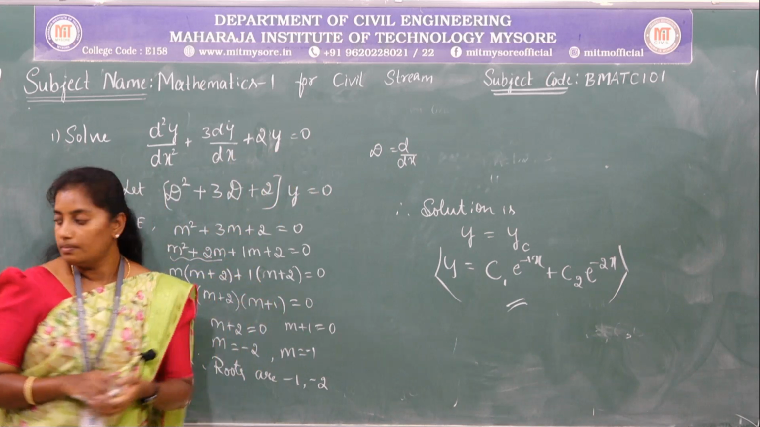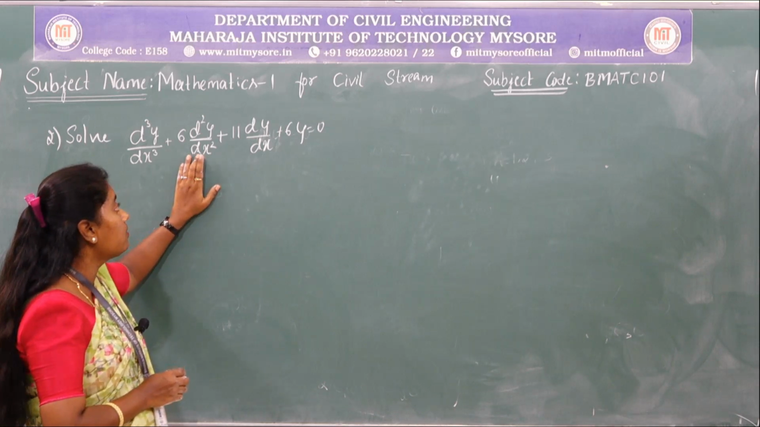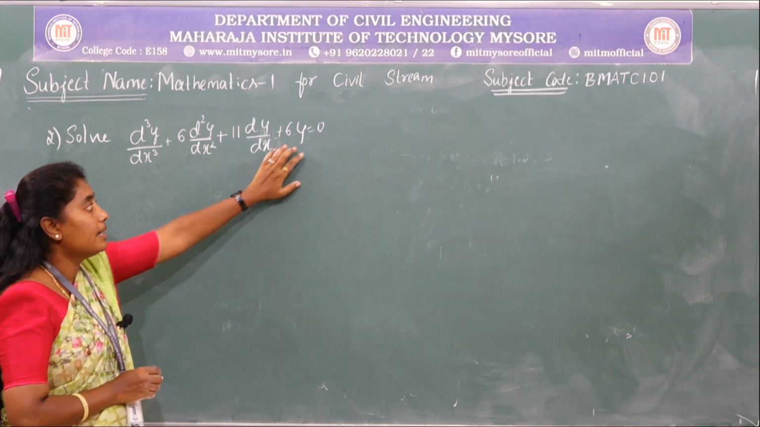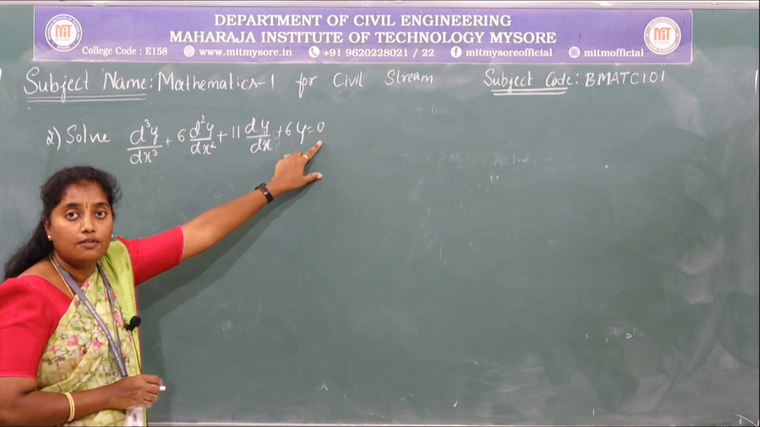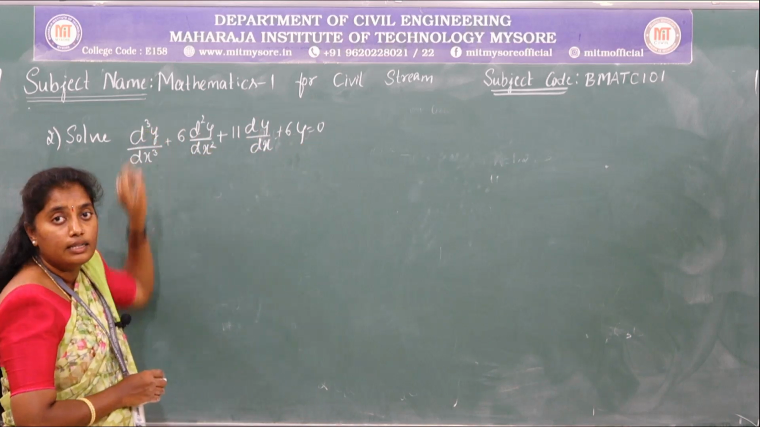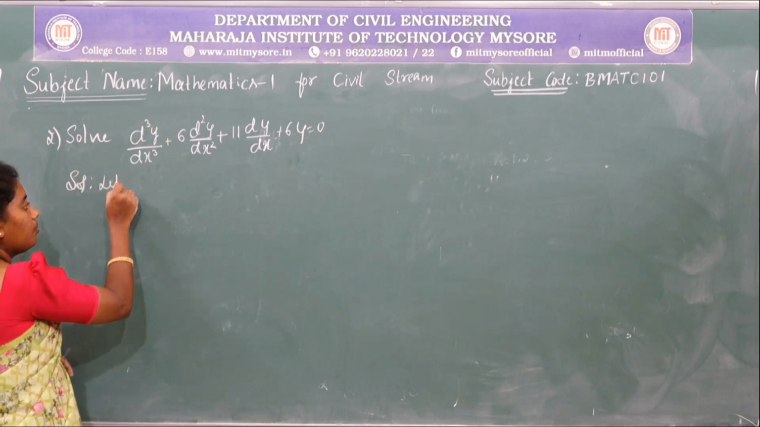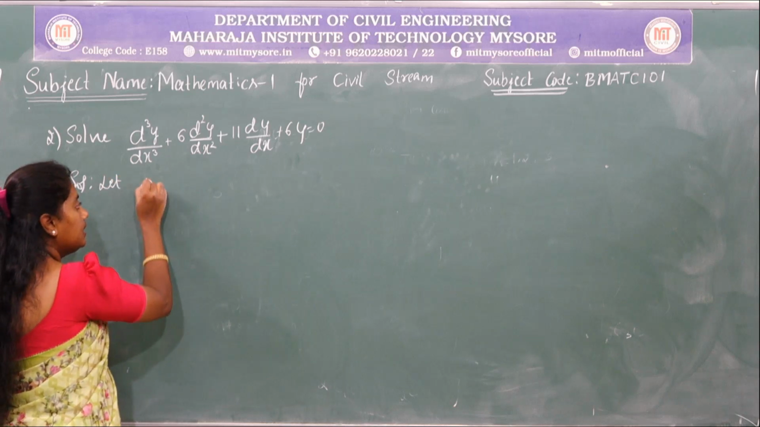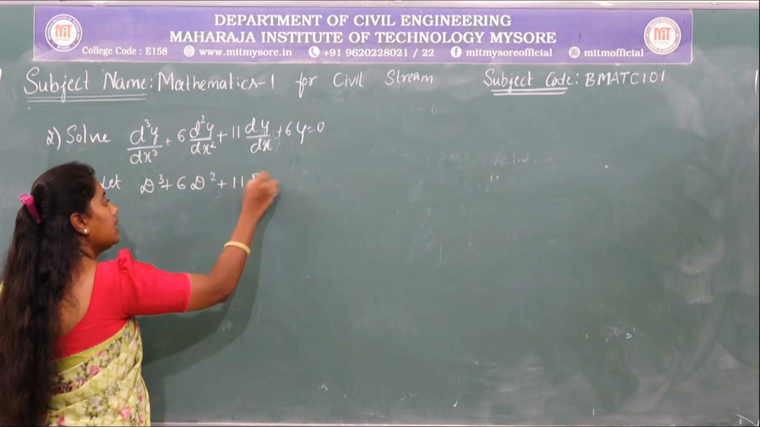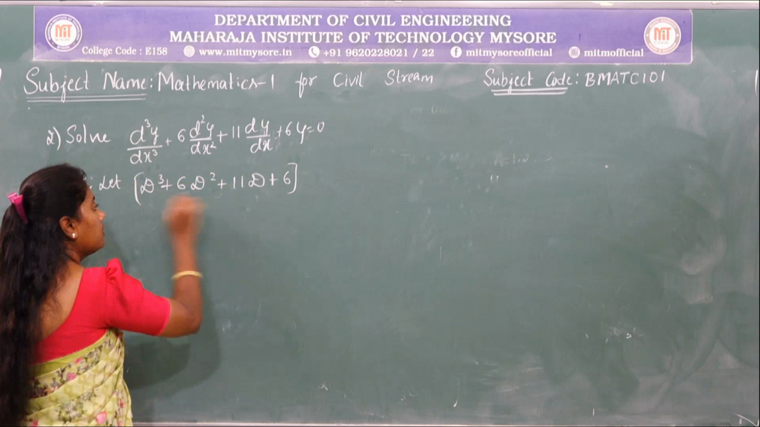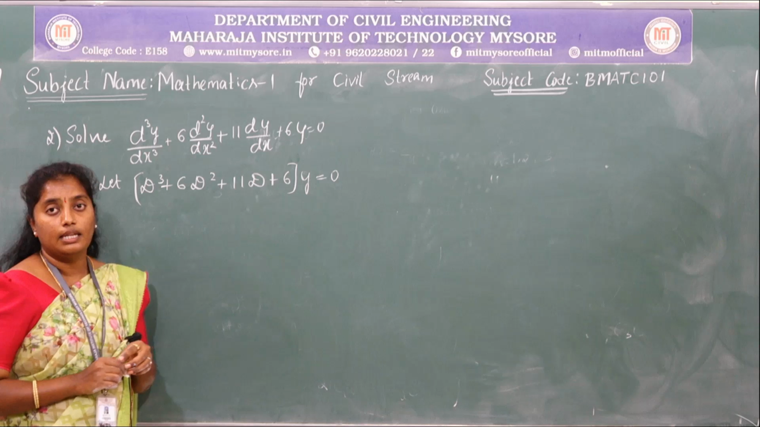Let us take one more problem. The second problem is d cube y by dx cube plus 6 into d square y by dx square plus 11 dy by dx plus 6y equal to 0. This is also a homogeneous differential equation of order 3. So now first write the given differential equation in differential operator form, that is, (d cube plus 6d square plus 11d plus 6) of y is equal to 0. So this is the differential operator equation.